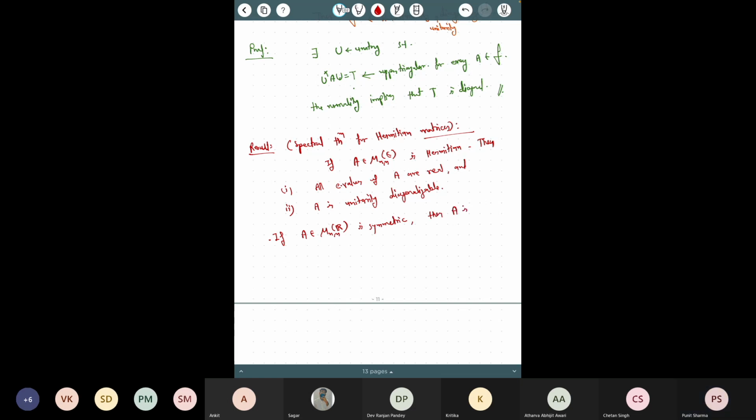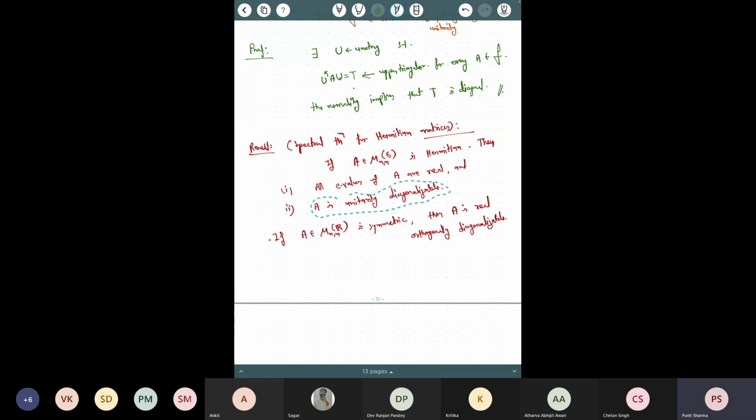then A is real orthogonally diagonalizable. So what does this result say? This result says that if we have a Hermitian matrix, then all eigenvalues of A are real and A is diagonalizable.